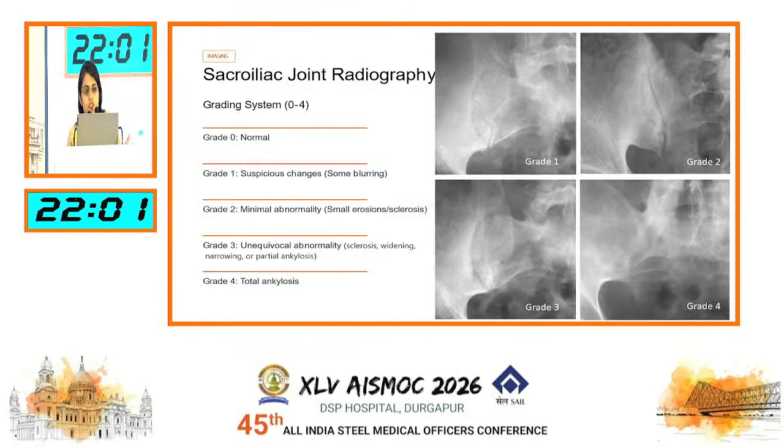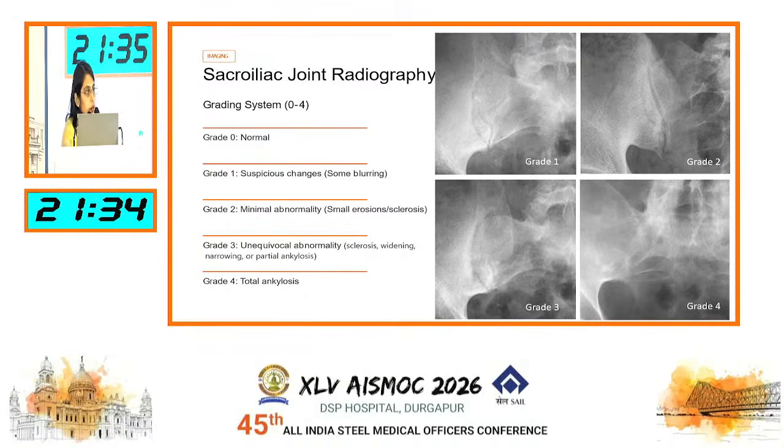So these are the X-ray pictures. The first is grade 1, as you can see in the picture. This is a suspicious change, very mild blurring of the sacroiliac joint. Grade 2 is some small erosions or sclerosis. Grade 3 is sclerosis, widening, narrowing, or partial ankylosis. And grade 4 is total ankylosis of the sacroiliac joint. It cannot be visualized at all.